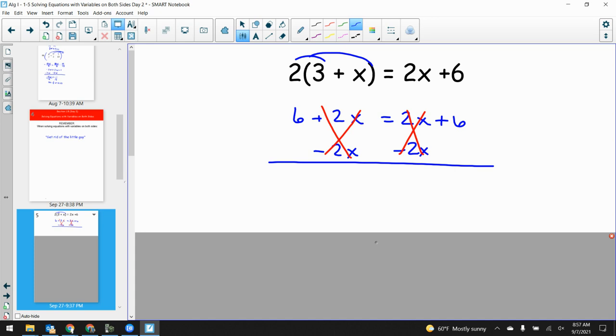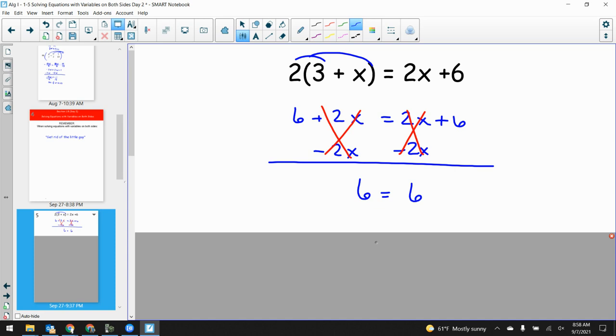And now that cancels out. We got 6 is equal to 6. Now, when variables cancel out, weird things happen. And when I say weird things, I mean special cases happen. This is a special case. My variables have canceled out, and now something different has happened. We're not going to get x equals a number. We're not going to get just one solution. If you get something that is true, like 6 is equal to 6, that's a true statement.